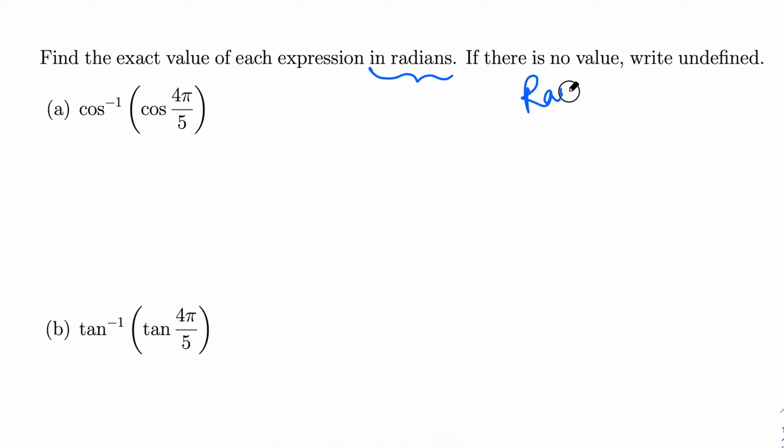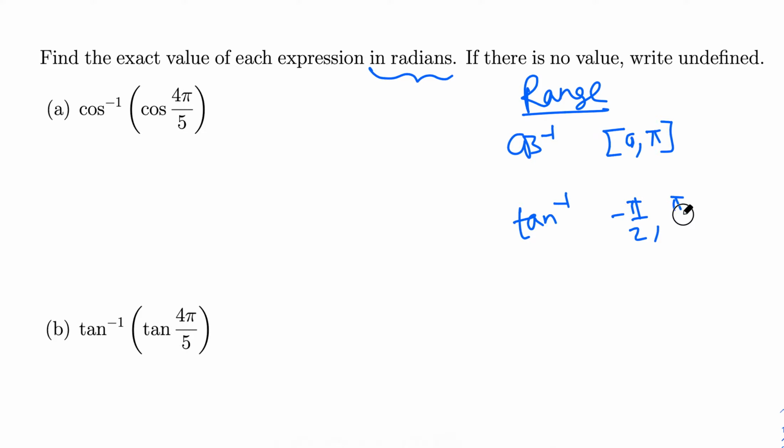What is the range? Let's look at the range of trig functions. Range of cosine inverse means when we get the answer, that answer should be between 0 and pi. Cosine inverse of anything we evaluate, at the end of the day the answer should be here. For tangent inverse, that is not inclusive, just negative pi over 2 to pi over 2. For sine inverse, that is negative pi over 2 to pi over 2 inclusive.